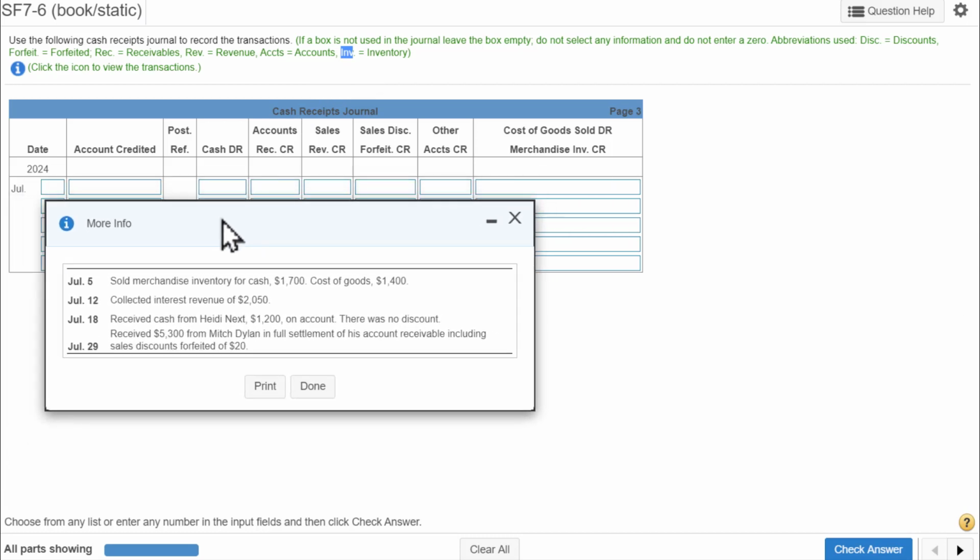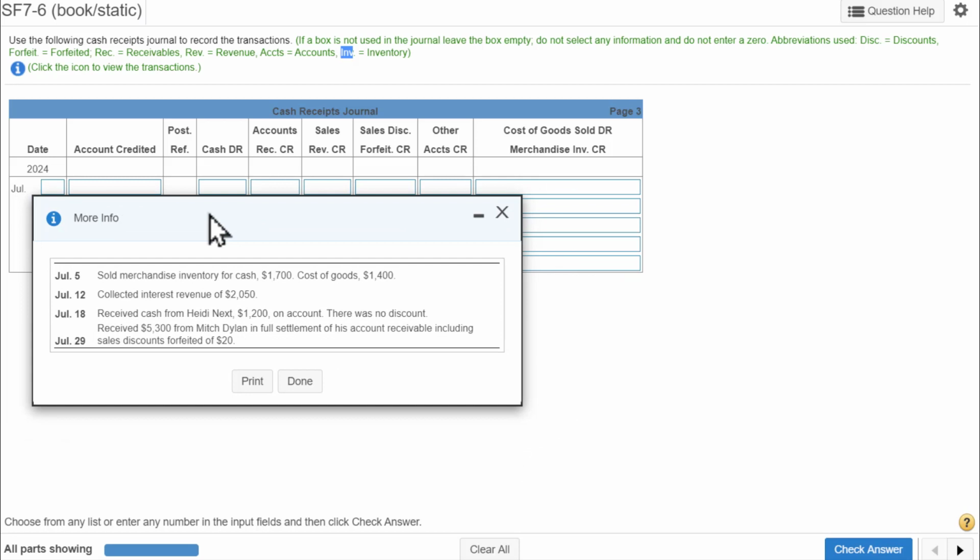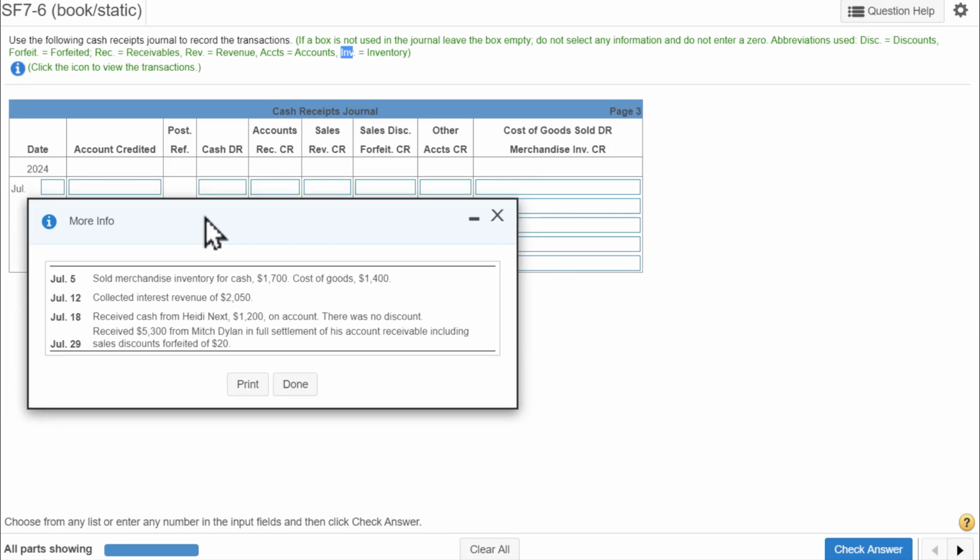Again, I like to use this window to block off all the other rows so I don't get distracted and enter anything in the wrong row. On July 5th, we sold merchandise inventory for cash. So let's enter the date. And then notice cash is being debited. That makes sense. Cash being debited means it's going up, which makes sense for a cash receipts journal. Remember, we're only using this journal when we receive cash.